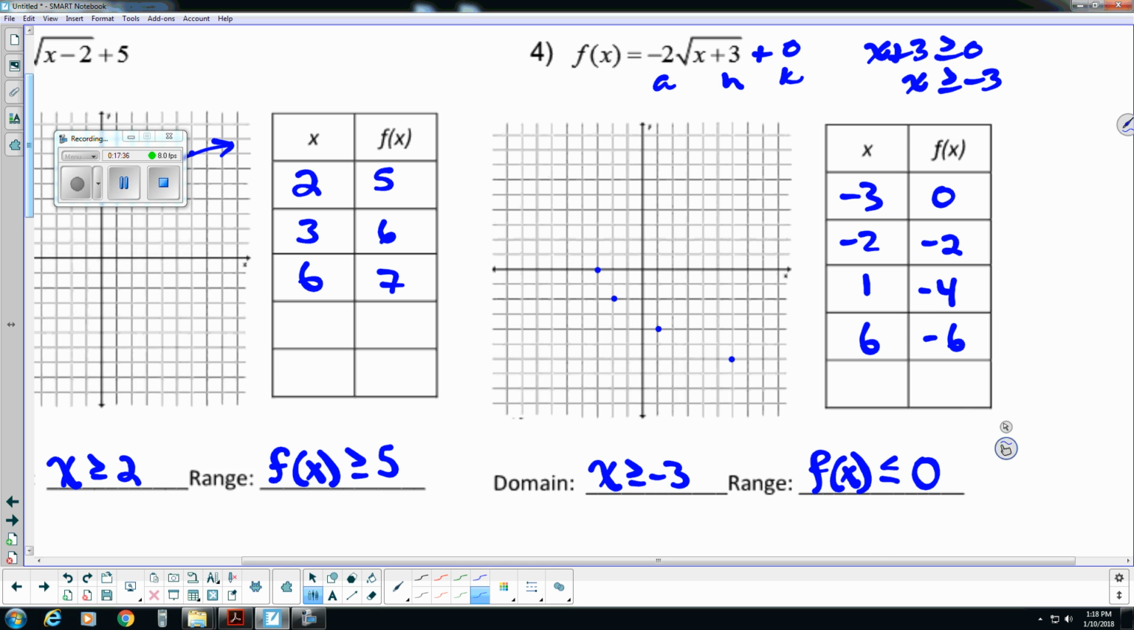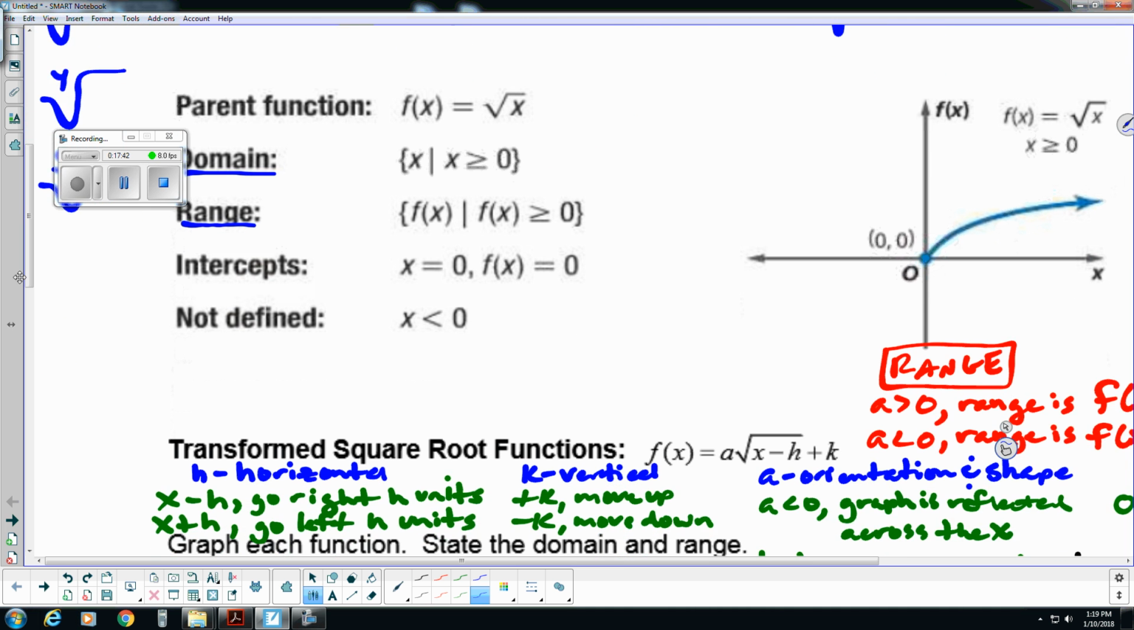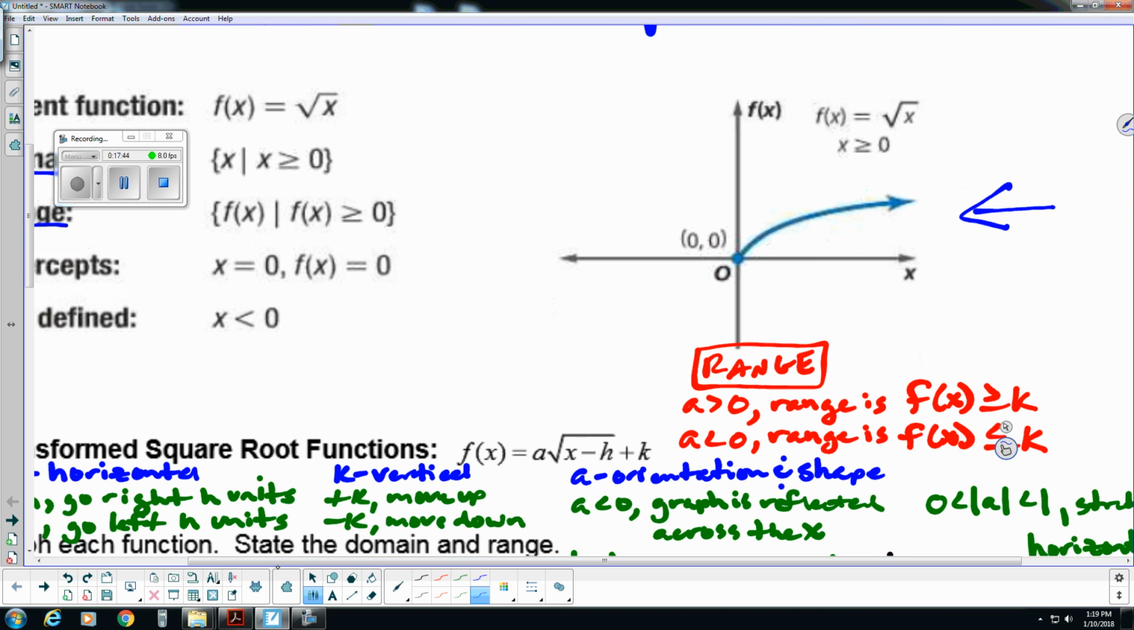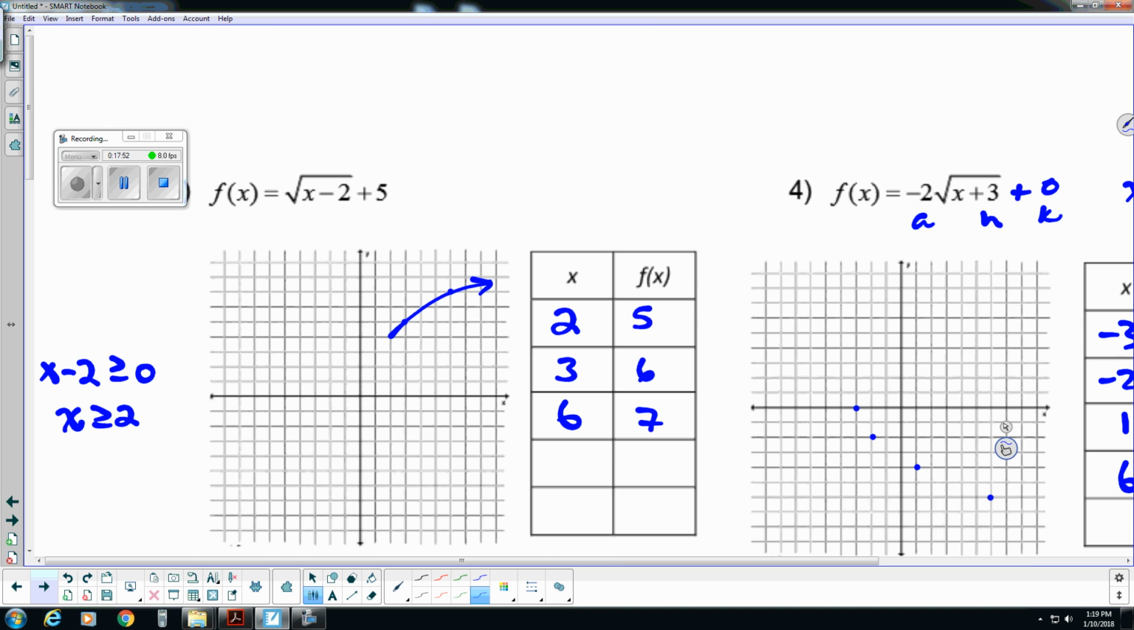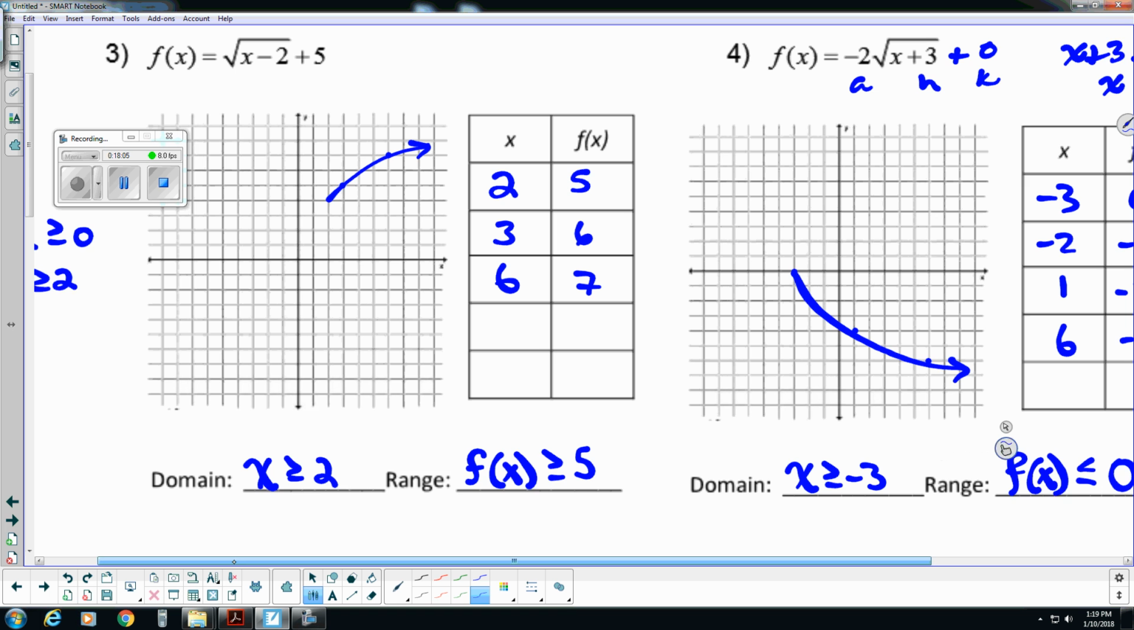Now, when a is less than 0, and if you go back to the front page, we said it's going to curve like you see here when a is greater than 0, but then it's going to curve this way when a is less than 0. So we come here, and the dots kind of dictate that for us. This time our graph is going to look like that. And that's number 4.